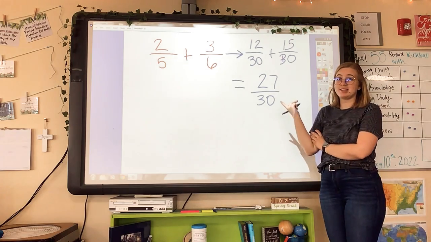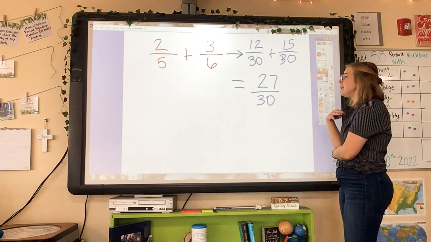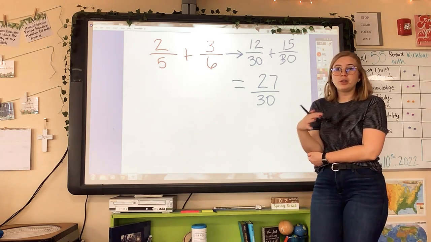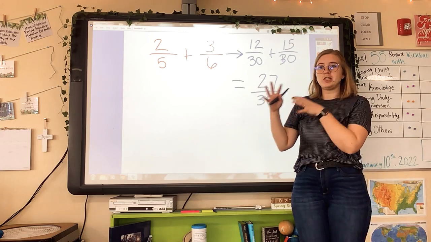We'll come back to this when I talk about simplifying. So remember 27/30. Okay. So that's how you add like or unlike units, unlike fractions numerically.